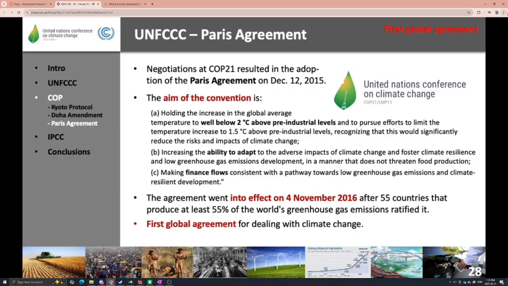On November 4th, 2016, enough countries had ratified the Paris Agreement that it went into effect. The necessary condition was that at least 55 countries had to ratify, and at least 55% of the global emissions had to be covered by these countries. And so the Paris Agreement became the first global agreement for dealing with climate change in a global united way. Unfortunately, that's not where it ended.